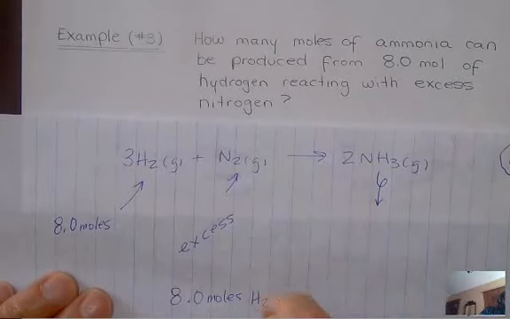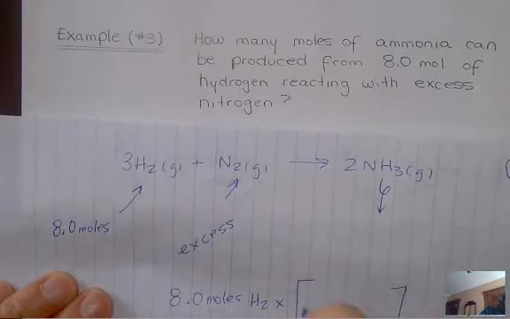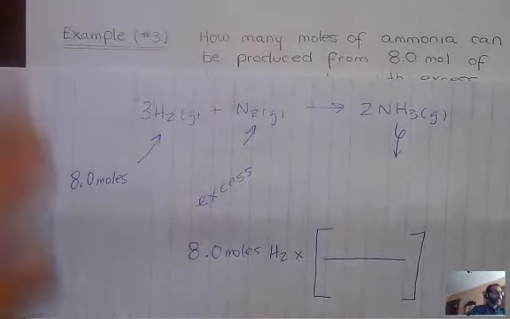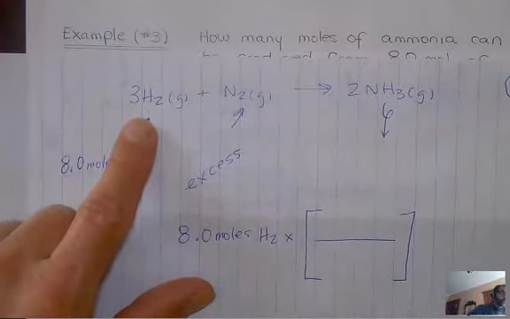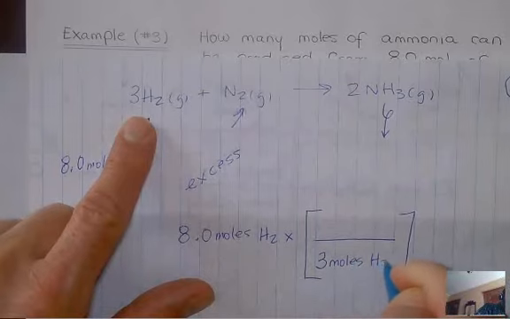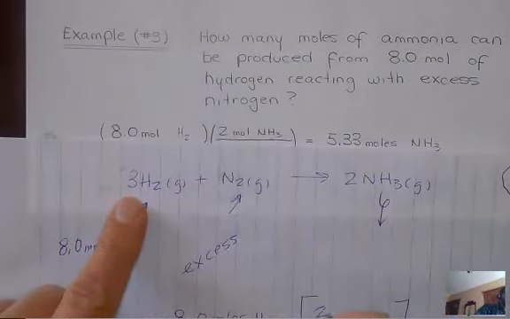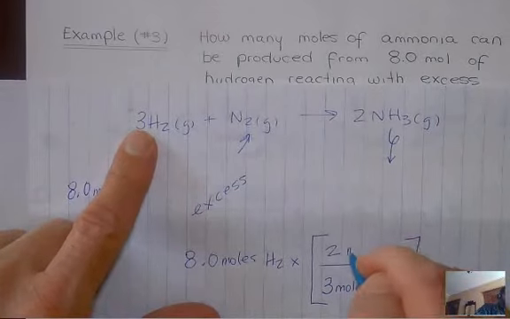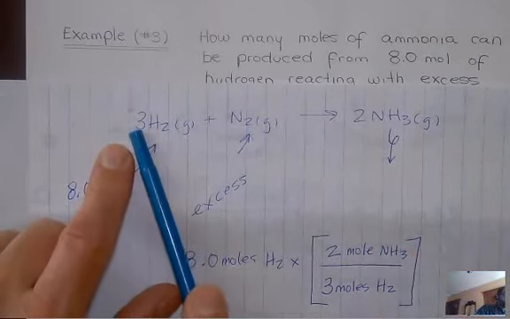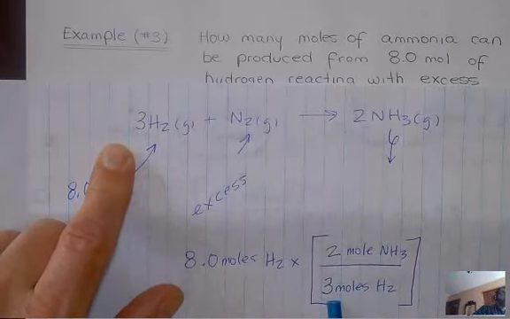So 8 moles of hydrogen, I multiply, I make a set of brackets. What's inside the brackets? The relationship from the balanced chemical equation. The relationship from the balanced chemical equation is for every 3 moles of hydrogen that get input, 2 moles of ammonia pop out the other side. 3 goes to 2. 3 in the denominator, 2 in the numerator.